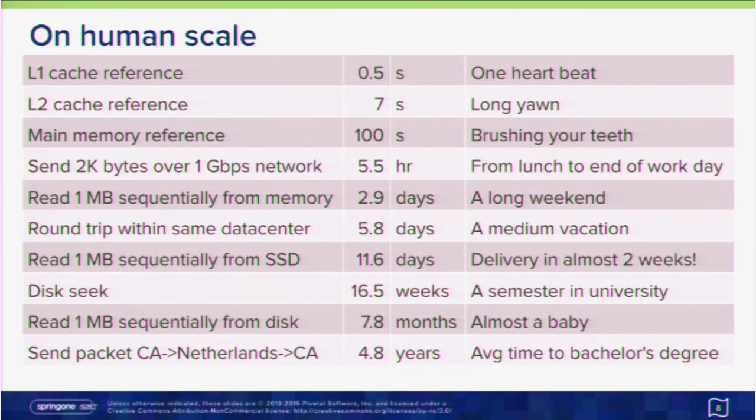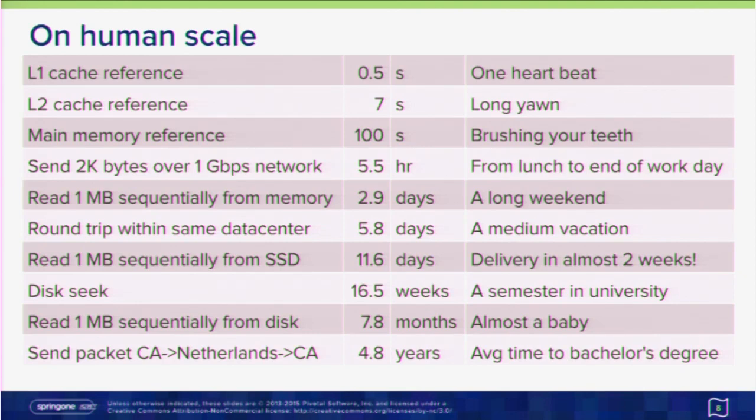That's a heartbeat. So an L2 cache reference is when your little L1 cache misses. It's 7 seconds. A little bit longer, not the end of the world. A main memory reference is almost 2 minutes. That's a sizable length of time. I don't want to wait 2 minutes for some things.